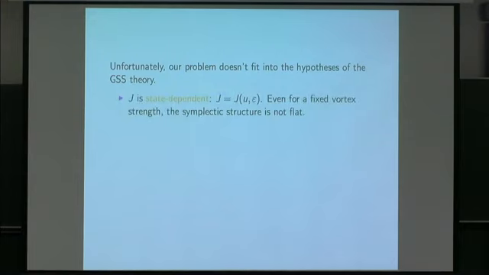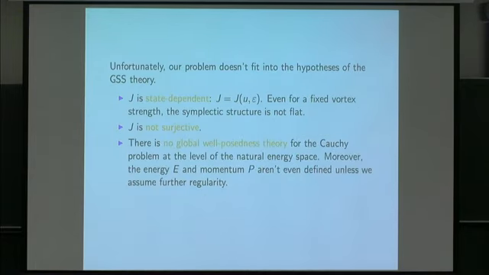So Rj is state dependent, right? So it depends on both U and epsilon, so that doesn't work at all. Even for fixed vorticity, so if you fix the vorticity, you still have this U dependence, which gives you this non-flat symplectic structure. Rj is actually not surjective either, which is a pretty big problem.